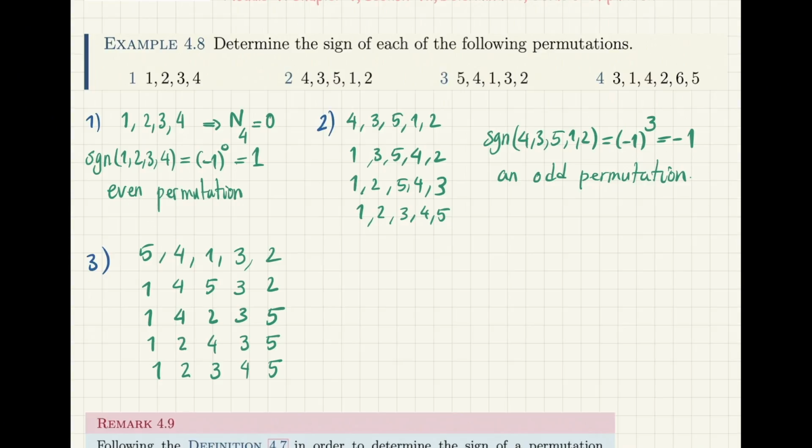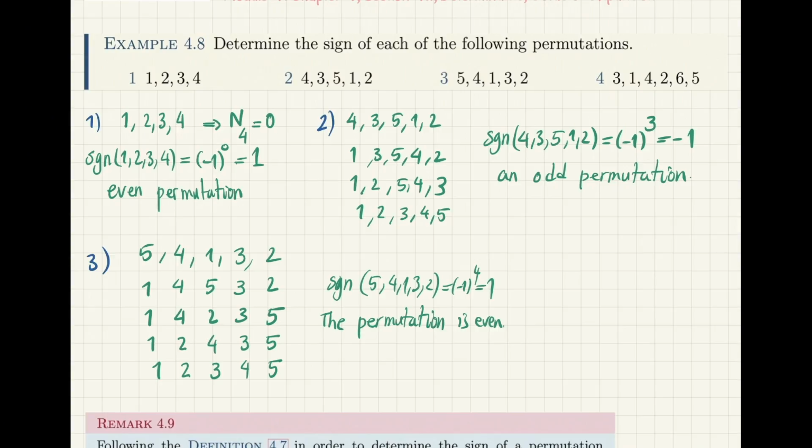So how many steps did it take? 1, 2, 3, 4. So I would say that the sign of 5, 4, 1, 3, and 2 is equal to minus 1 to the power of 4, which is 1. So what is the permutation? The permutation is even. So you see that's actually very simple. You shouldn't be distracted by those mathematical symbols.